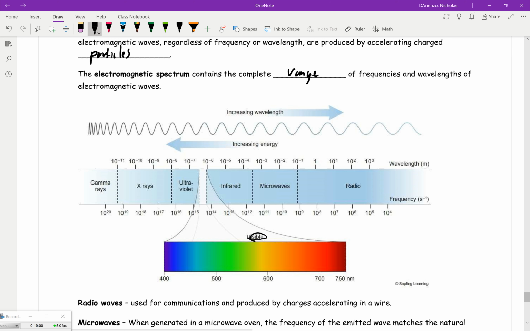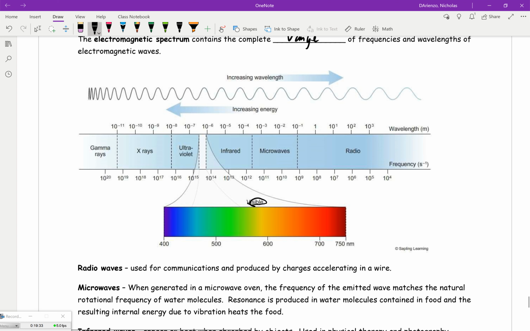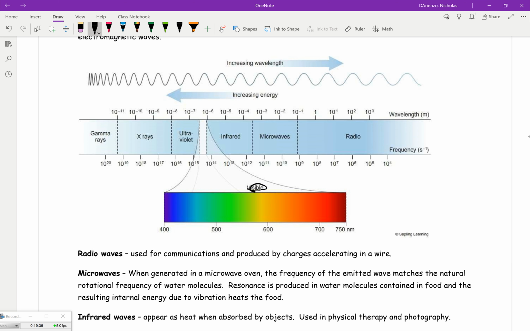We only see the visible portion here in between 10 to the minus 7th and 10 to the minus 6th wavelength of light. Otherwise, what we know as 400 to 750 nanometers, depending on the color of the radiation. Decreasing wavelength means increasing energy. So our strong forms of electromagnetic radiation are gamma rays, X-rays, and ultraviolet rays. And longer wavelength are lower energy, like radio waves, microwaves, and infrared waves.